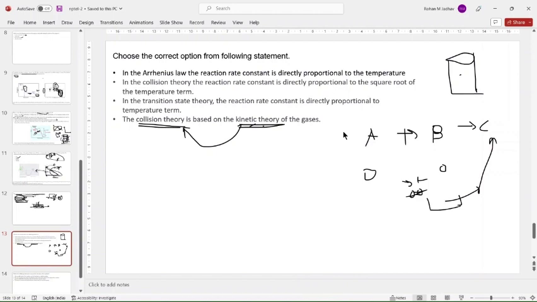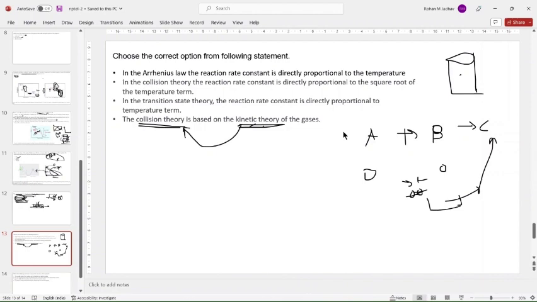The reaction rate constant is directly proportional to temperature. As we have just seen in the explanation of Arrhenius law, the transition from some specific threshold to reach the activation energy defines your transition state theory. And at this point, the reaction rate is proportional to the temperature term. So if you increase the temperature, your activation energy barrier would come down, and then the reaction would progress more easily. So here this is correct.